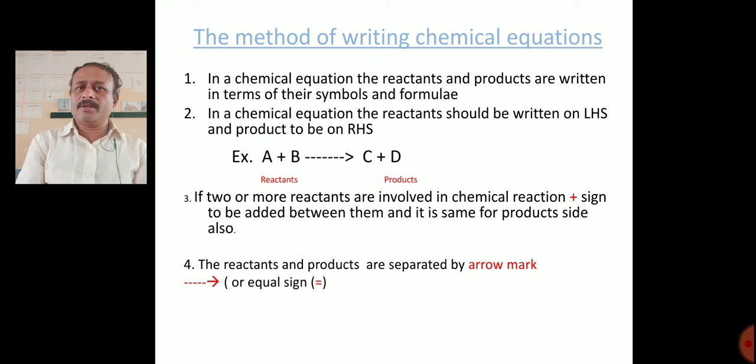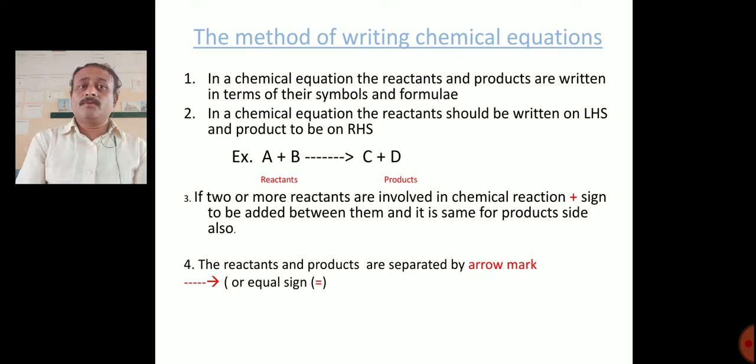I have given an example in this slide, A plus B. These two are considered reactants, so I have written them on the LHS, and the products should be written on the right side, that is C plus D. Like this, you have to write any chemical reaction.